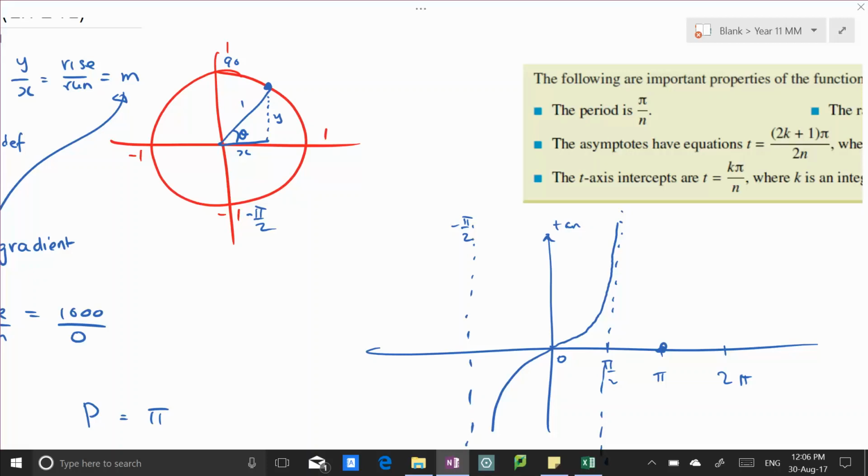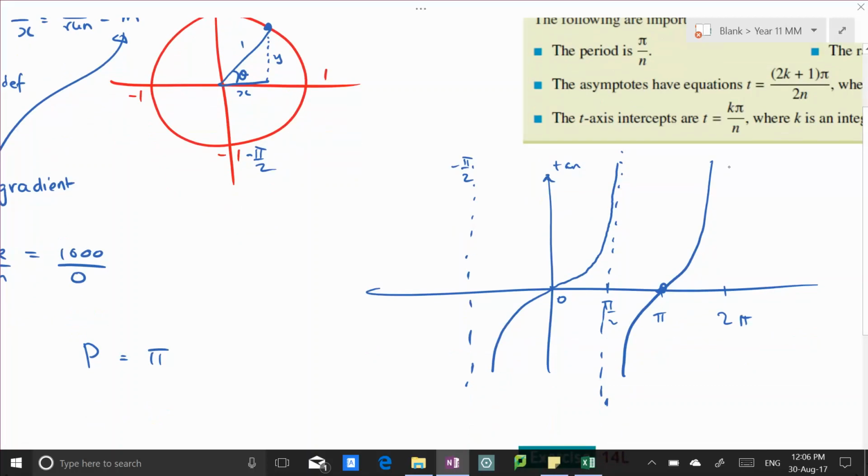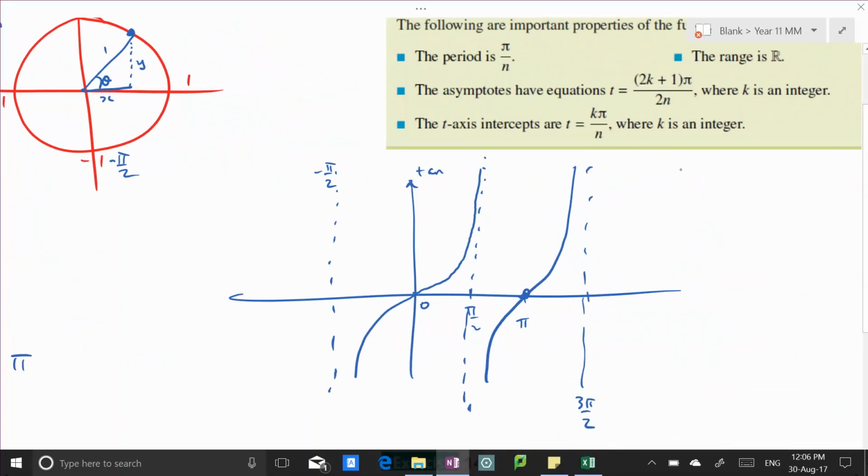And if you want to find the next one, just add a period. Because how long does it take to get to the next period? With a period of pi, the next one would look like this. And that's 3 pi on 2. And then I could do it again. And that's 2 pi.